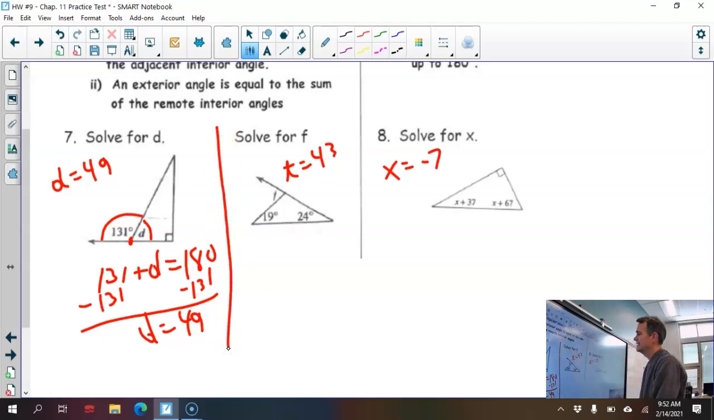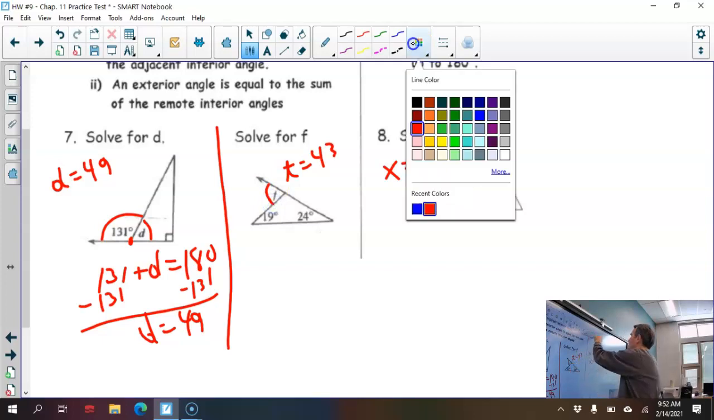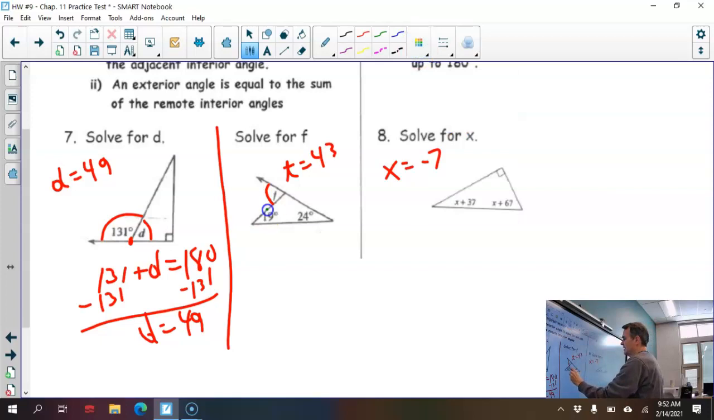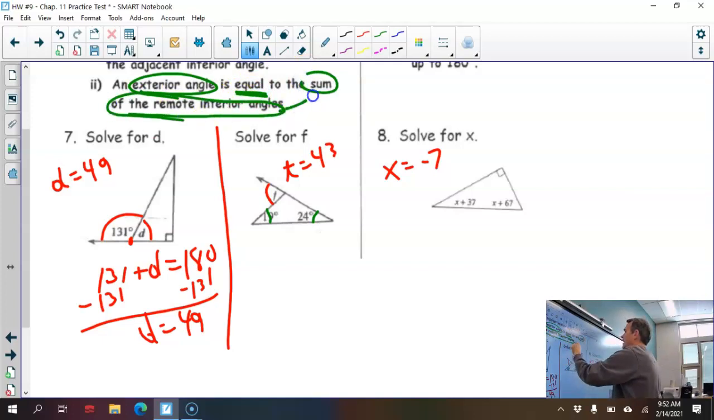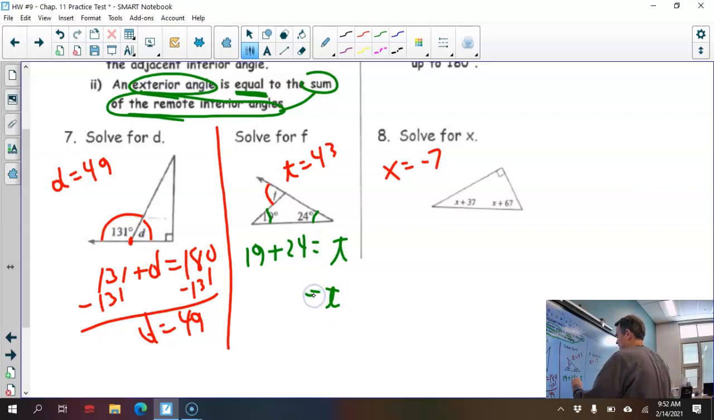All right, over here, I am looking for the exterior angle. And in this case, I have been given the remote interior angles. And we have learned a rule that the exterior angle equals the sum of the remote interior angles. So if I add these together, 19 plus 24, that equals the exterior angle. So the exterior angle T must equal 43.